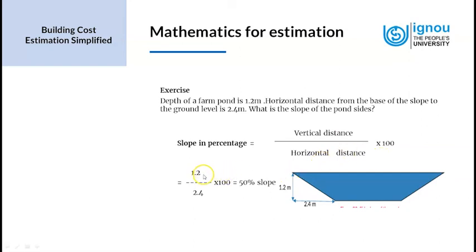So it becomes, the vertical distance is 1.2 meters and the horizontal distance is 2.4 meters. It is important to make sure that both these dimensions are in the same units. If it is meters, both have to be in meters, and if it is in centimeters, then convert one of them into meters or into centimeters. So we divide 1.2 by 2.4 into 100, and we get a slope of 50%.